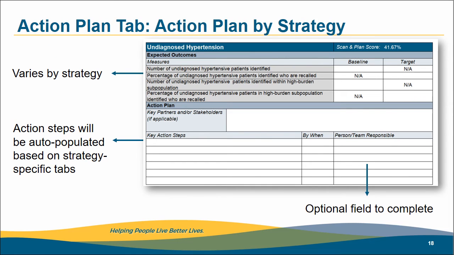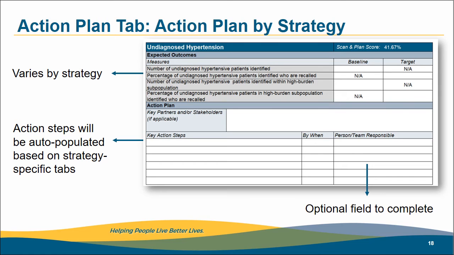After going through the long-term expected outcomes, which would be a culmination of the work in all of your strategies, the next portion will be the action plan process, which is broken down by strategy. Again, the screenshot that you see here is specific to hypertension, but the process would be the same regardless of your health condition. That top line will let you know which strategy your organization is focused on. So in this case, it's undiagnosed hypertension.